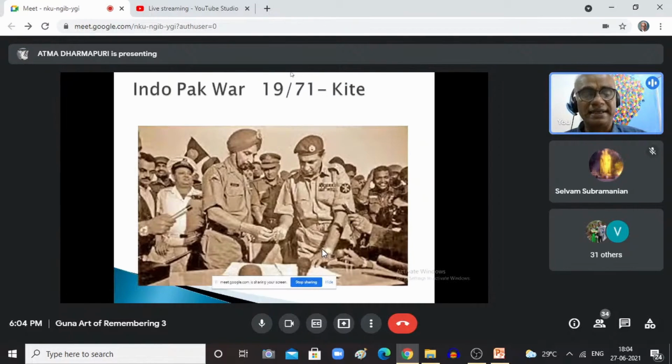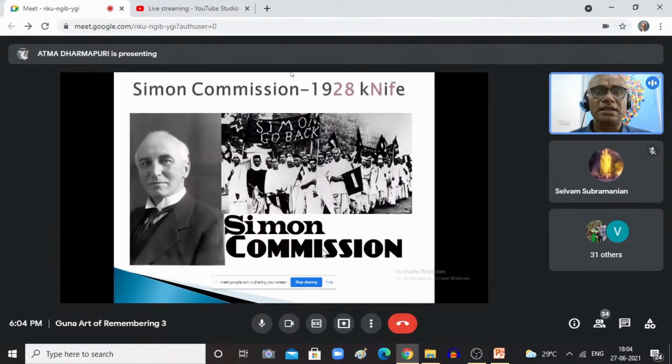The Indo-Pak War, 1971. So you just forget the 19 and take 71. 7 is K and 1 is T. So you can form a simple word, kite, and during the Indo-Pak War, they used the kite to fly. Just like that, you can form a funny story and you can easily remember.